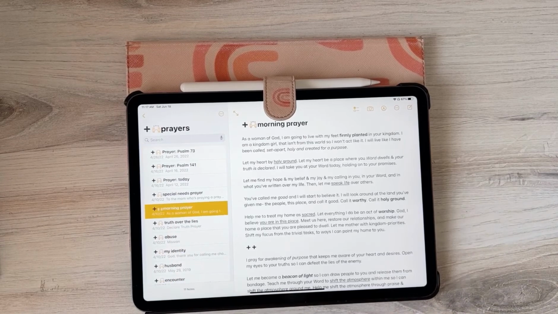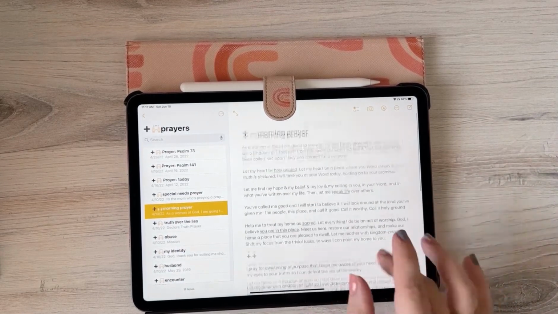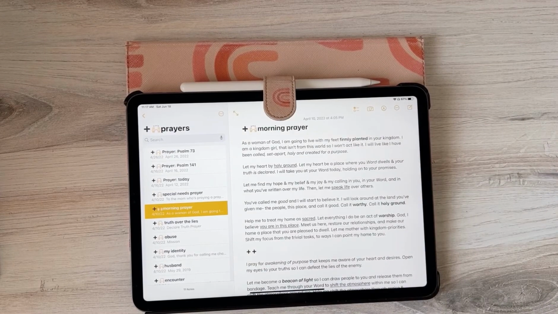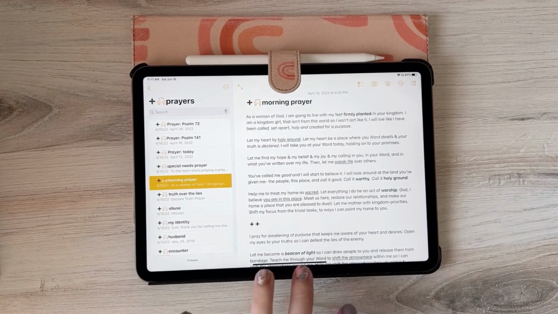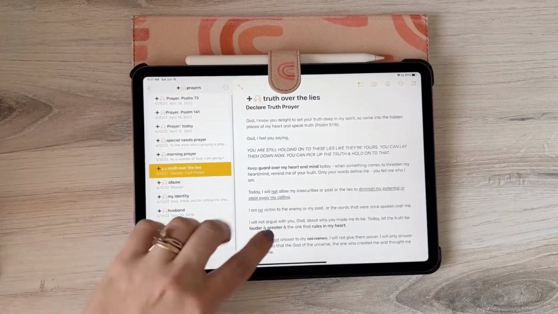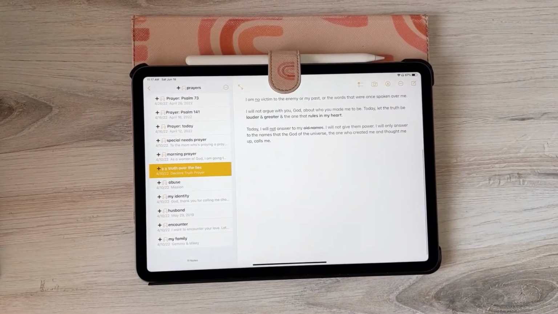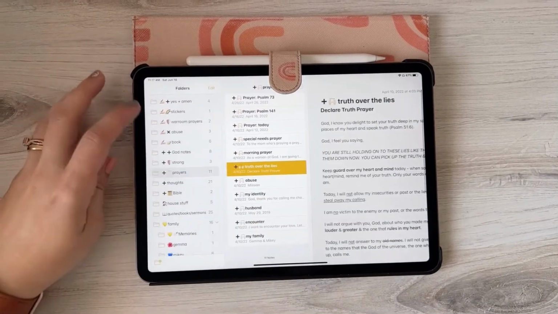Some of these, like this one, was something I wrote in my prayer journal and then I typed up in here. So anytime I am feeling like I need an extra prayer, and I might not have my prayer journal with me, I have it in my phone, and I know I can come here, and I come here a lot. Like here's one, truth over the lies. And I can just come here and pray it, and I don't have to have my prayer journal with me.